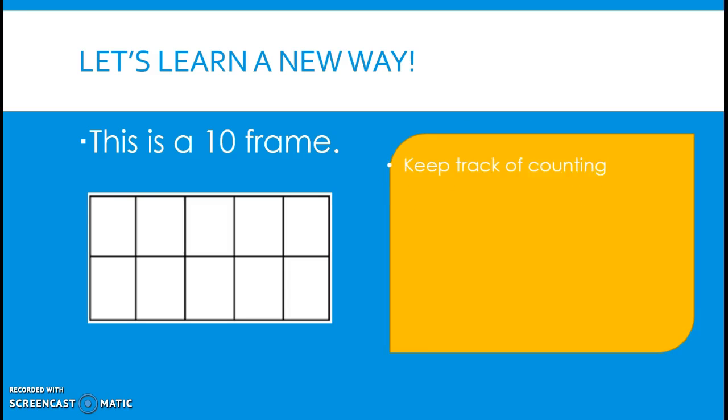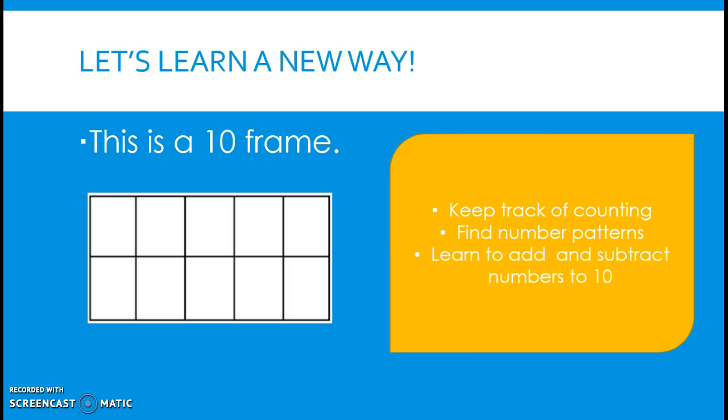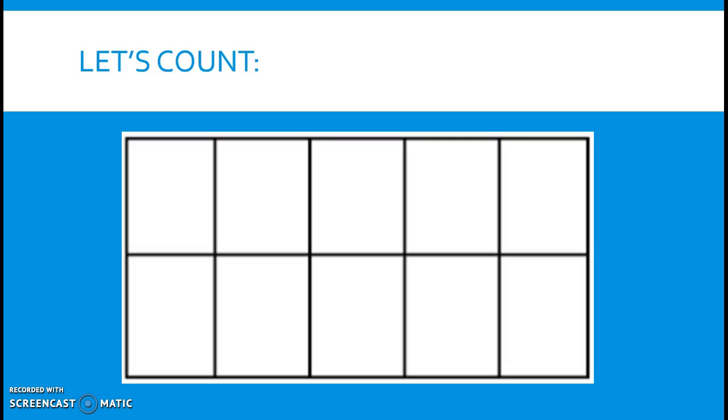Well, 10 frames come in handy in many ways. This year we're going to use the 10 frames to keep track of counting. We're also going to look for number patterns. We will use the 10 frame to add and subtract numbers to 10, and we're going to use it to help us understand something called place value. For this lesson, we're just going to be looking at using it to keep track of counting, and we might look for some patterns that we see in the numbers.